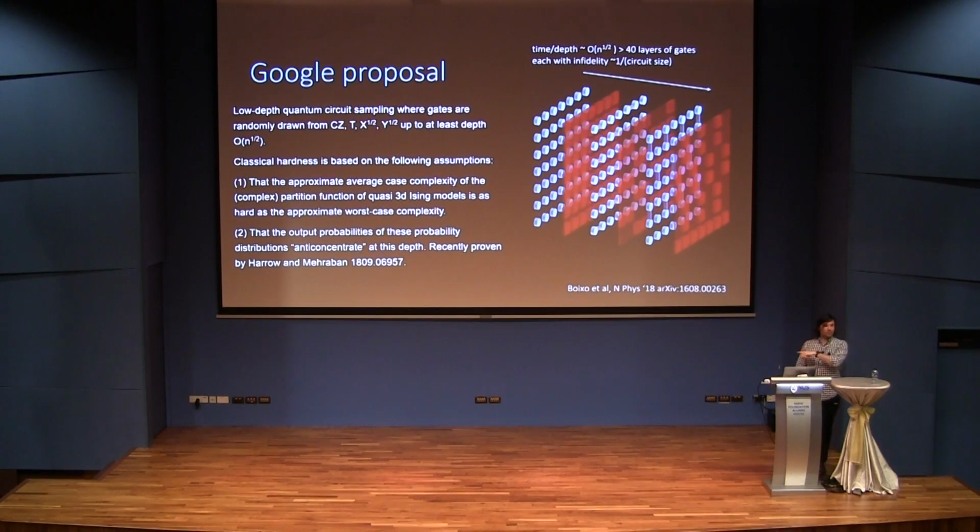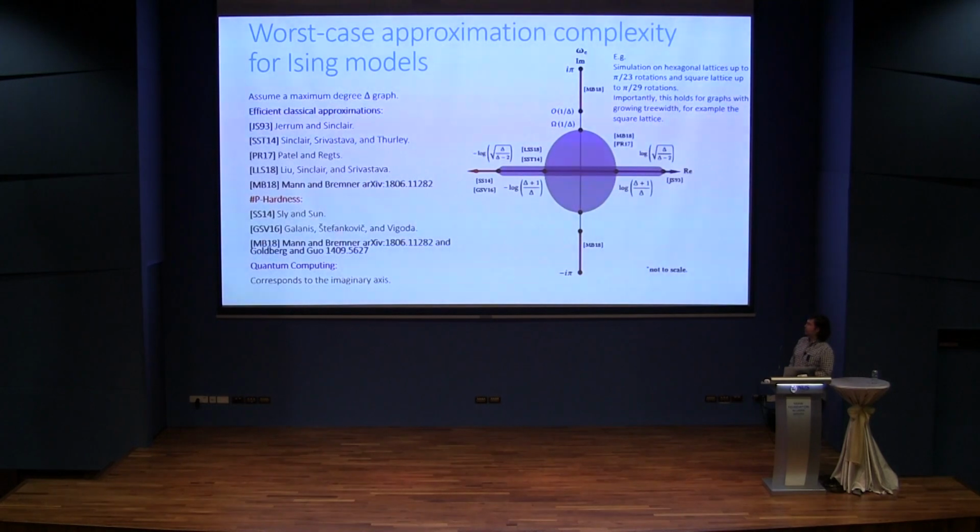In the case of the Google proposal, where we start with a 2D lattice, have these CZ-type gates, and then single qubit unitaries applied at random and so on, what you actually get is a quasi-three-dimensional Ising model. And each amplitude is a different quasi-three-dimensional Ising model. Now, moving forward, what's the complexity of Ising models?